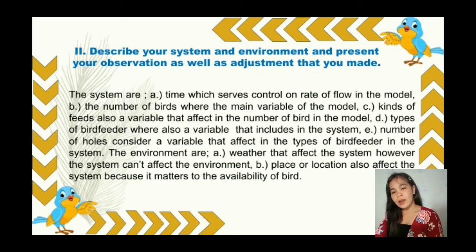The environment includes: A. Weather, which affects the system, however, the system can't affect the environment. B. Place or location also affects the system because it matters to the availability of birds.